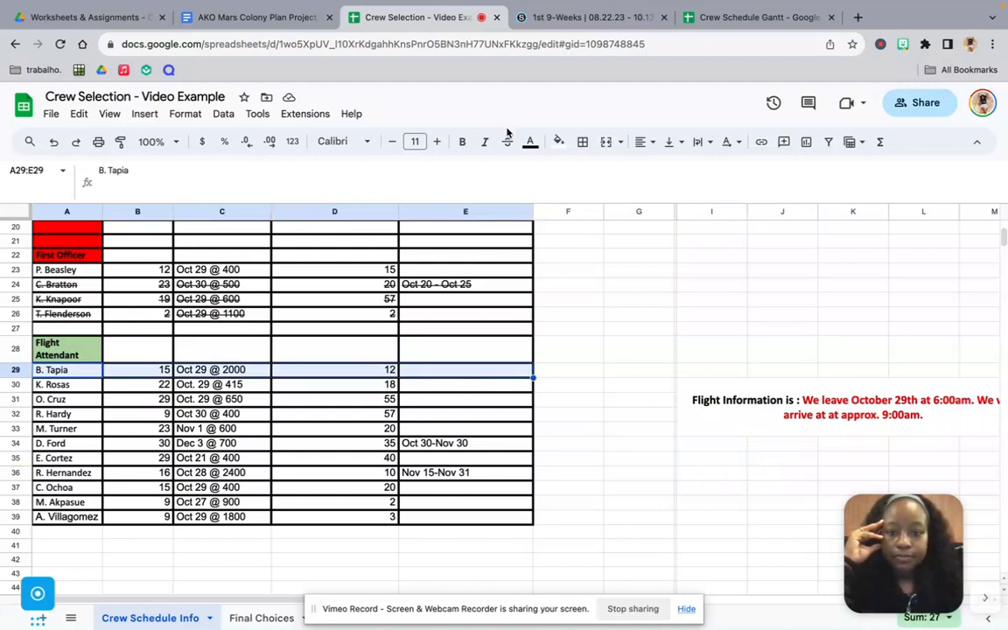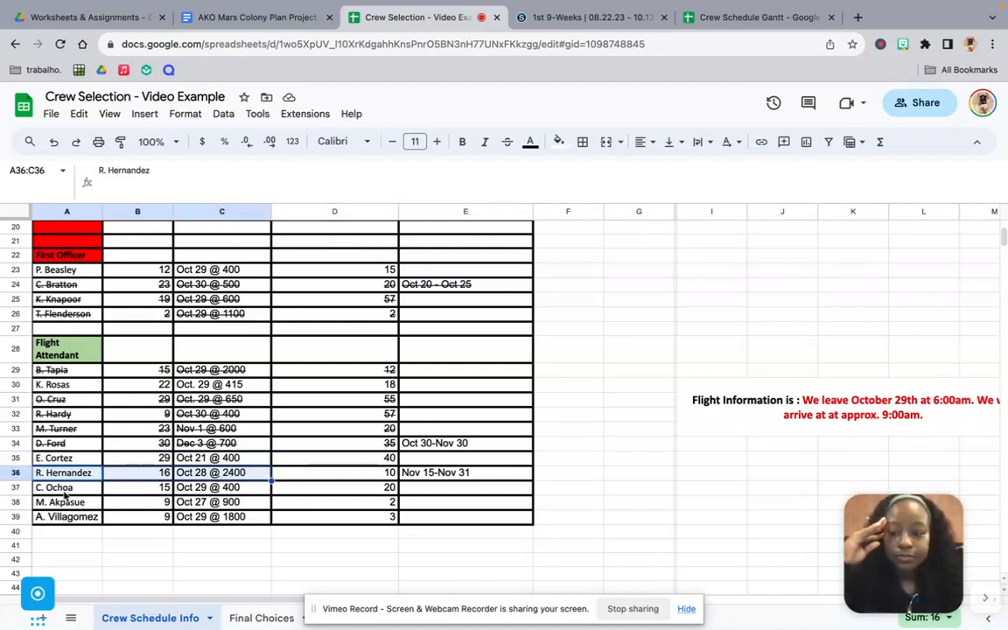Not Tapia. Rosas is, not Cruz. Not Hardy. Not M. Turner. Definitely not D. Ford. They're not available till December. E. Cortez is available October 21st. R. Hernandez is available the 29th, so that's kind of close.